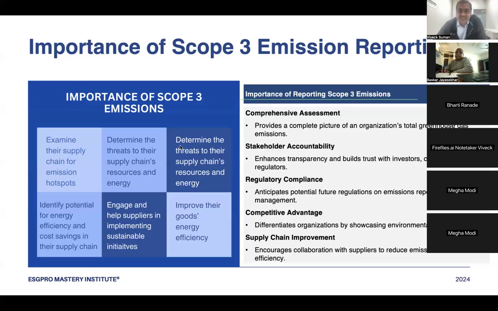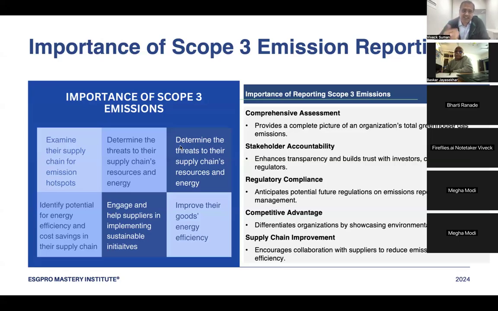Third is determining the threats to their supply chain resources and energy. If I know this industry is emitting too much carbon dioxide, you also need to find alternatives in that case. Tomorrow I don't want to use steel, right? What will be my alternative? My alternative could be carbon-derived materials. There are materials now which can actually be made from DAC machines, which collect the carbon and convert it into powder. You can make certain rigid material with that. So this kind of innovative thinking also comes when you start focusing on your supply chain emissions.